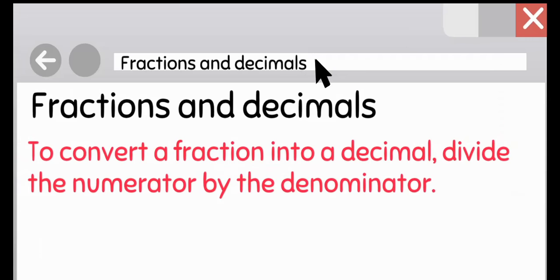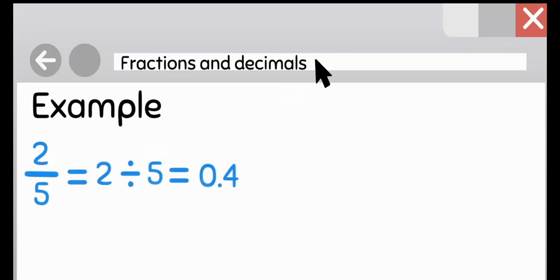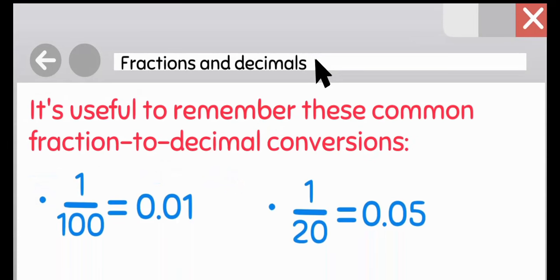Fractions and decimals. To convert a fraction into a decimal, divide the numerator by the denominator. Example: 2/5 equals 2 divided by 5, which is equivalent to 0.4. It's useful to remember these common fraction to decimal conversions.